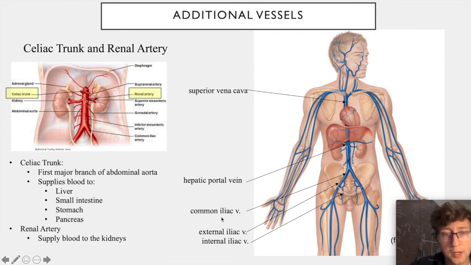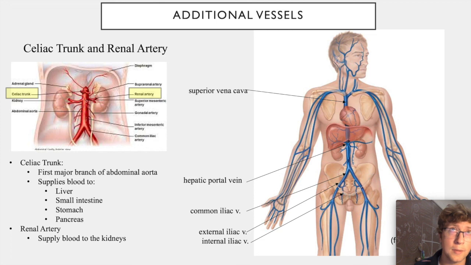Vein-wise, we already covered these iliac veins, very similar to the iliac arteries. We have the internal iliac vein, the external iliac vein. Those two will fuse together to form a common iliac vein. We'll have a superior and inferior vena cava. And then finally, we have this vein called the hepatic portal vein. So any vein that is a portal vein is going to be connecting two capillary beds to one another.